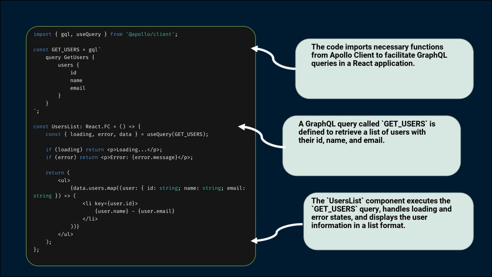Upon successful data retrieval, we access the data property, which contains our users. We iterate over the list of users, rendering each user's name and email within an unordered list. This approach not only keeps our UI interactive and responsive, but also demonstrates a clean and efficient way to handle data fetching in a React application using Apollo Client.